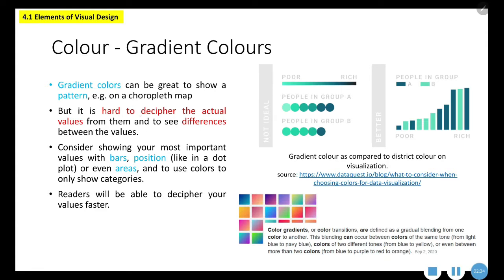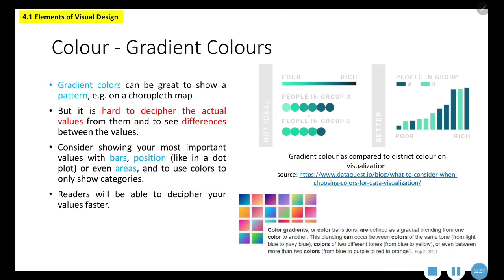In a choropleth map, we always use gradient colors to represent information on the map. But it is hard to decipher the actual values from them and to see the difference between the values. So consider showing your most important values with bars, position or even areas, and use colors to only show categories. So readers will be able to decipher your values faster.